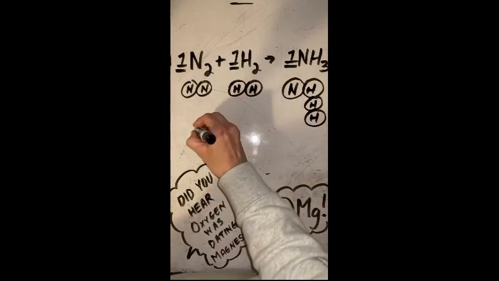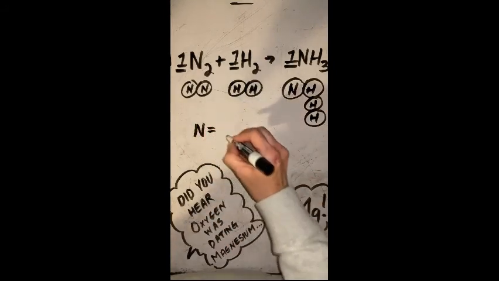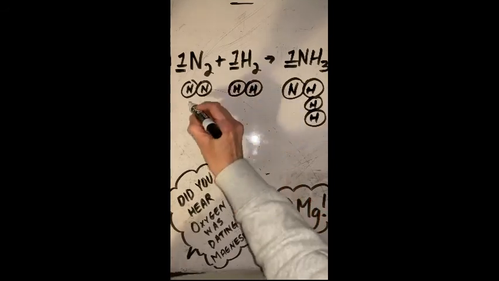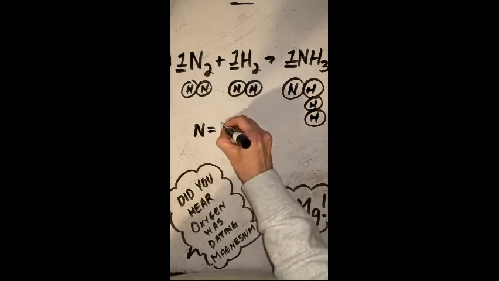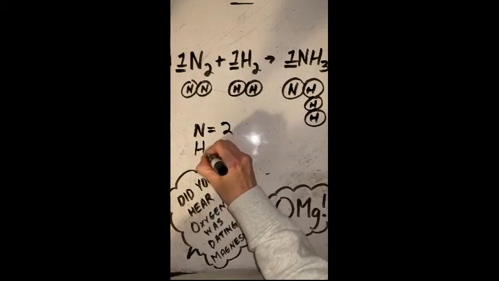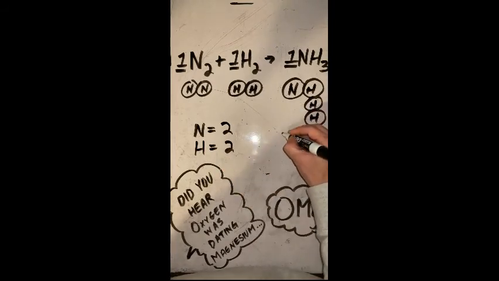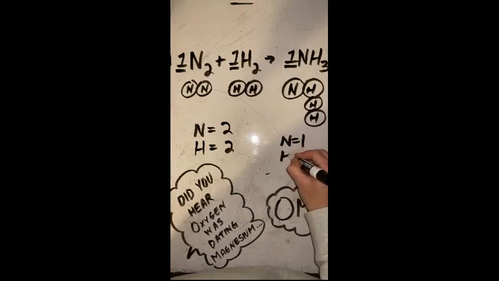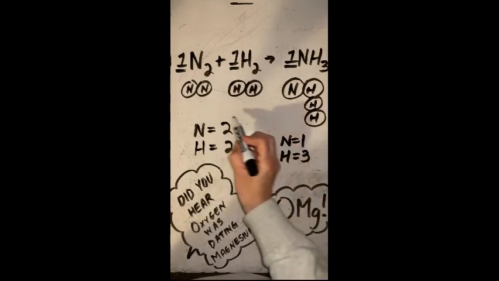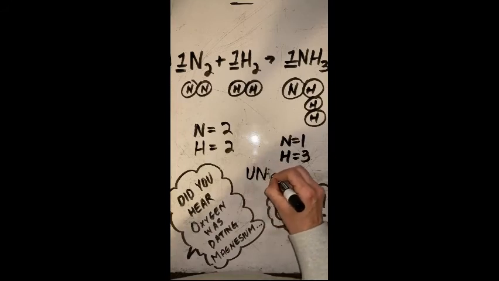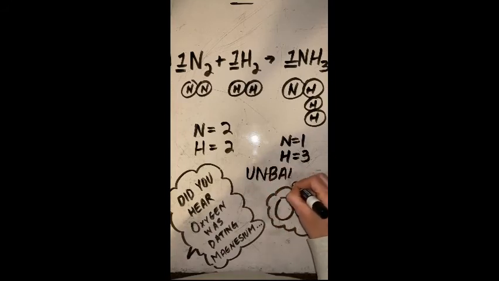And if we do our atom inventory and compare the number of each type of element on the reactant and product side, we see we have 2 nitrogen and 2 hydrogen. And on the product side, we have 1 nitrogen and 3 hydrogen. And here you can see the numbers do not match up at all. This is another example of an unbalanced chemical equation.